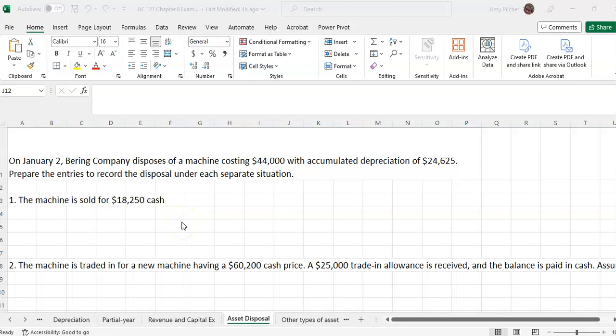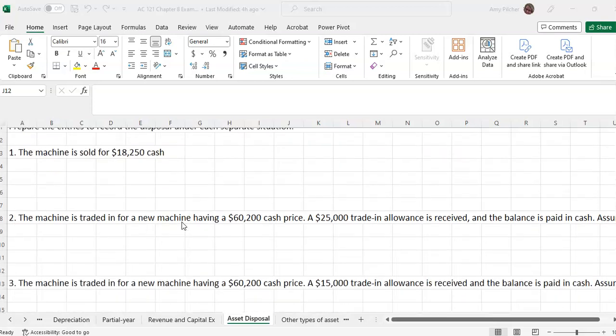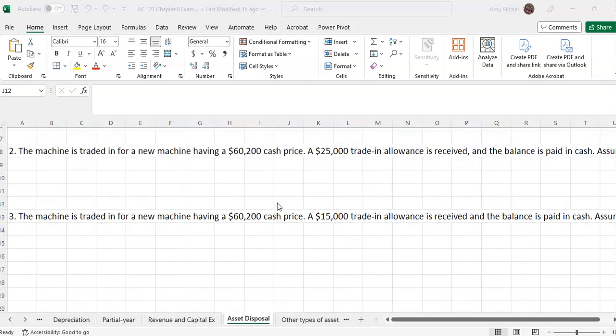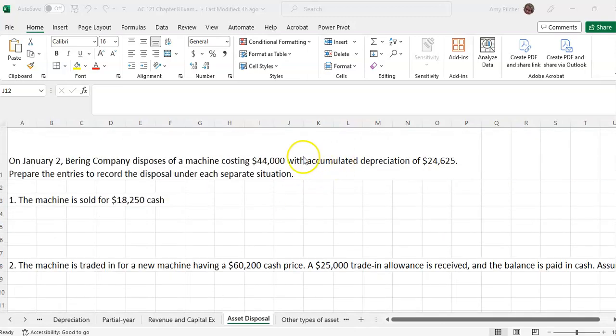In this, we have an example of asset disposal. So we have a truck that in the first case, we're going to sell for cash. And in the second example, we're going to exchange it. And then at the end of it, we're going to exchange it for a different amount. And so we have these various numbers in our truck. So we have our truck at $44,000.